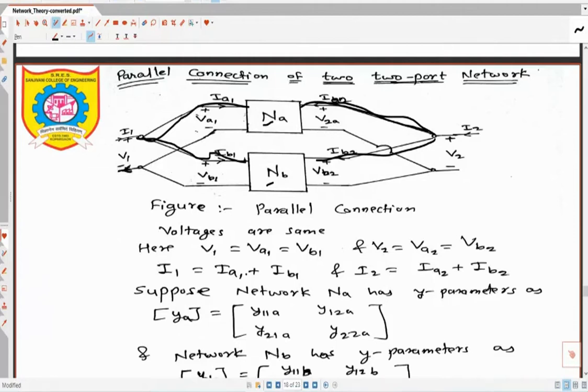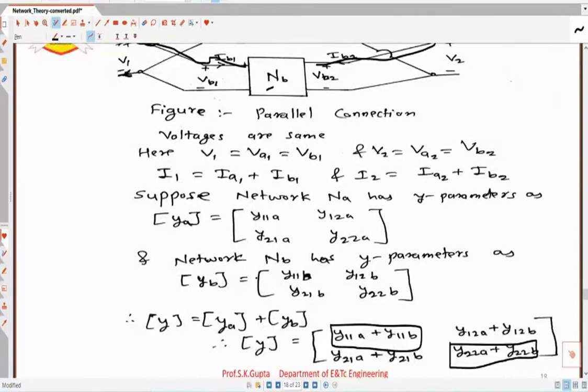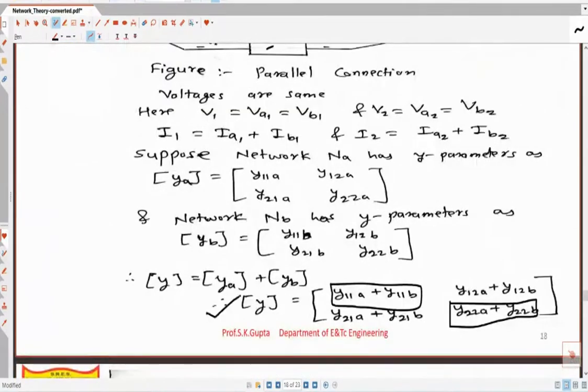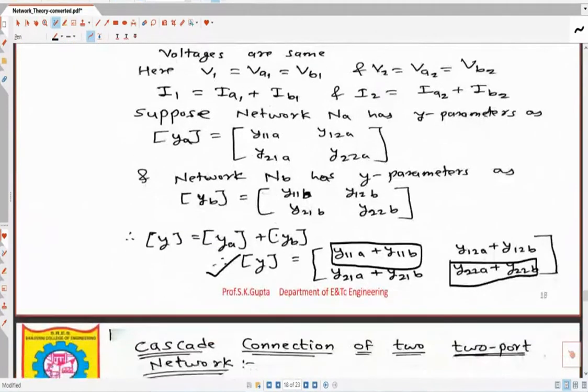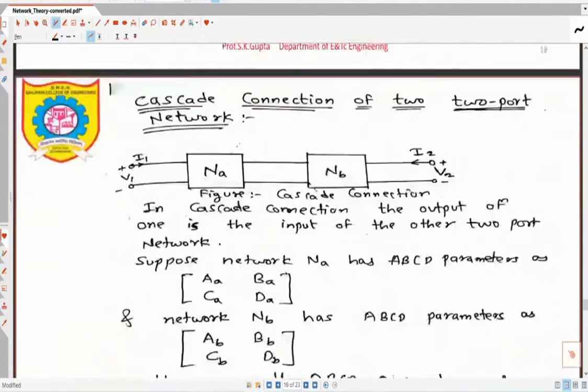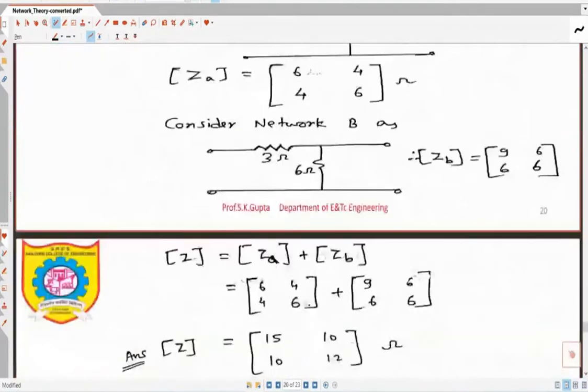And we know that for parallel networks, the Y parameters are added. So we have to calculate the Y parameters for this network, calculate the Y parameters for the other network, and at the end we add these parameters so that we get the overall Y parameters. So just let's look at the example.